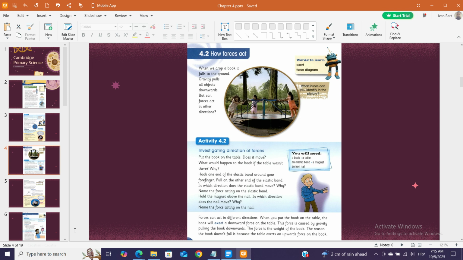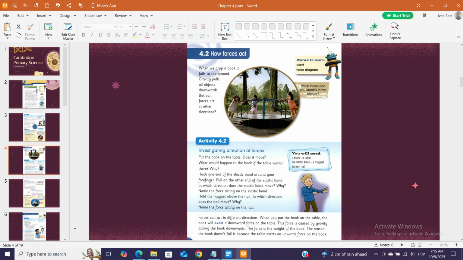Forces can act in different directions. When you put the book on the table, the book will exert a downward force on the table. This force is caused by gravity pulling the book downwards. The force is the weight of the book. The reason the book doesn't fall is because the table exerts an upwards force on the book. Force diagrams. We can show the direction of forces on an object in a drawing called a force diagram. Each force is shown as a force arrow. When the forces are equal, the force arrows are the same length.